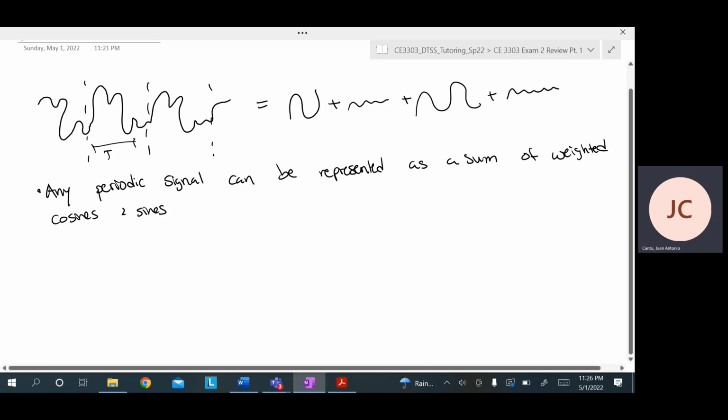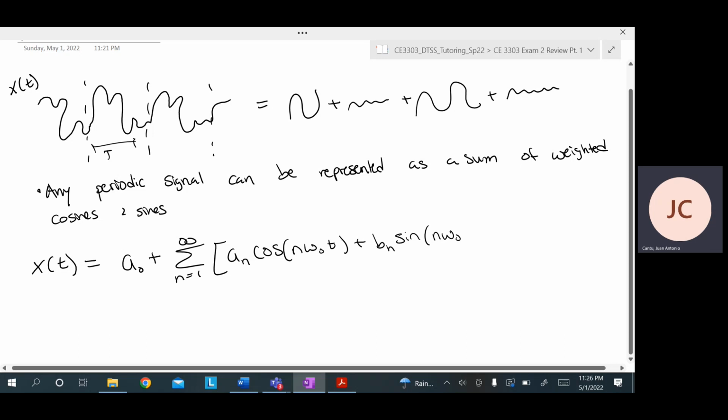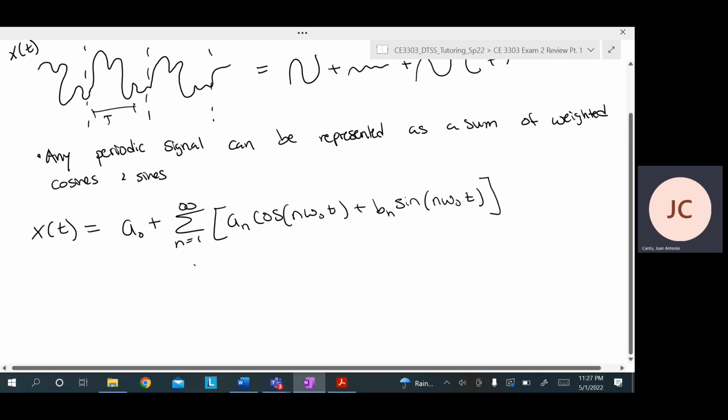So let me actually just go ahead and write out the formula so I can explain a few things. So the formula goes x of t, where x of t is some periodic signal, is equal to a sub zero plus summation from n equals 1 to infinity of a sub n cosine n omega naught t plus b sub n sine of n omega naught t. Yes. So we call this the sine cosine representation.